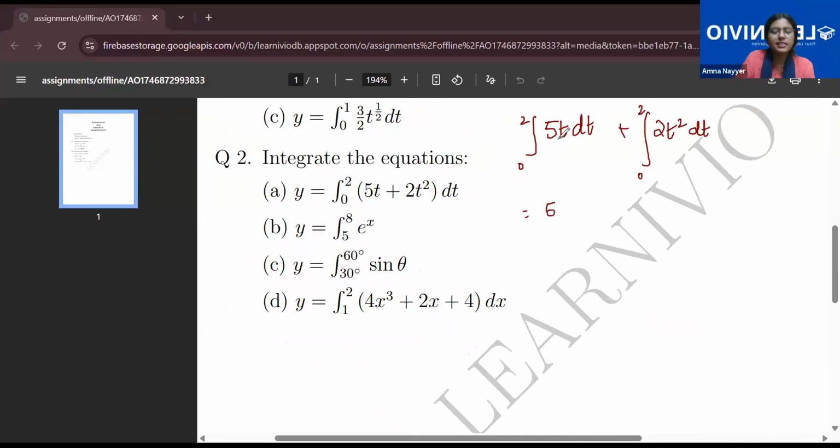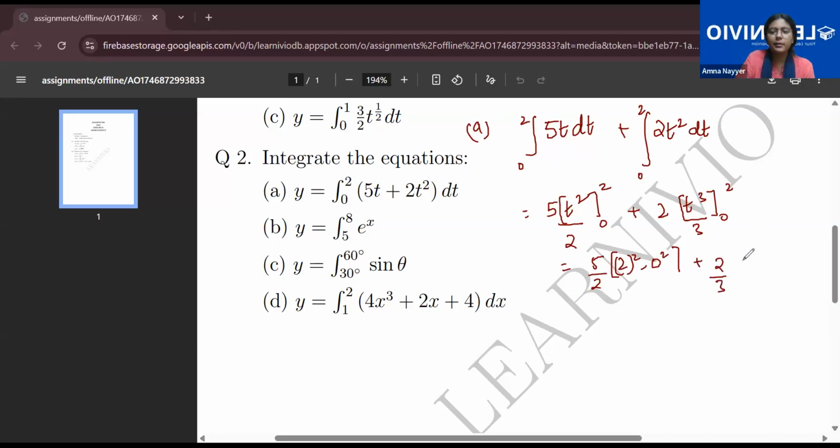Now look, 5, this is t. t becomes t square by 2. This is 5t square by 2 from 0 to 2. This is the A part. Plus this becomes 2t cube by 3 from 0 to 2. So this becomes 5 by 2 into 2 square, upper limit minus lower limit, 0 square, plus 2 by 3, 2 cube minus 0 cube, and then you can solve this. You'll be able to do it now? Yes, ma'am.